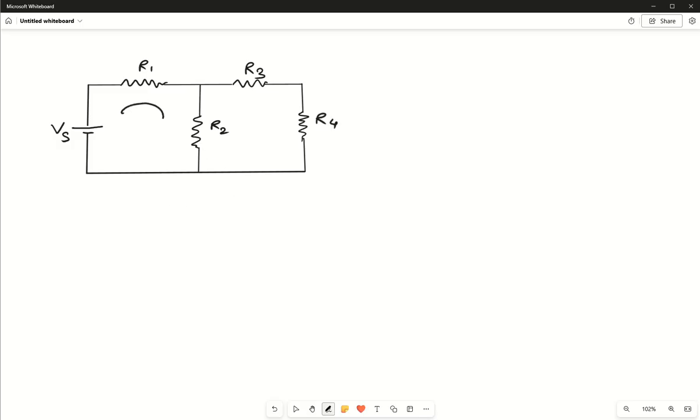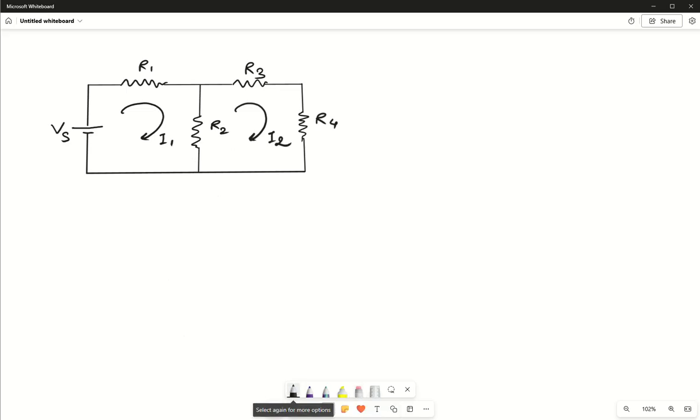For example, suppose this is our I1, and this is our current I2. If the value of I2 comes out as minus 2 milliampere, that means the actual current is in the direction opposite to what we considered. That means for I2 to be 2 milliampere, the current should be moving in the anti-clockwise direction. That is how we determine the actual current direction. But initially, we always consider that our currents move in the clockwise direction only, so our equations remain similar for all.